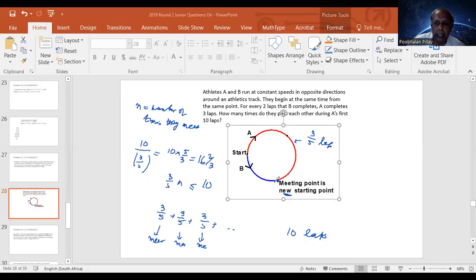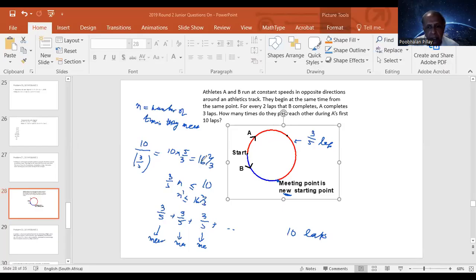They meet there, and then after that, when B travels another 2/3 of a lap, you'll come back to the starting point. But essentially, we should have said that this thing here is less than or equal to 10. And then you will see that n is less than or equal to 16 and 2/3. And n is a whole number, you see. This is the number of times they meet. And the largest whole number below 16 and 2/3 is 16.